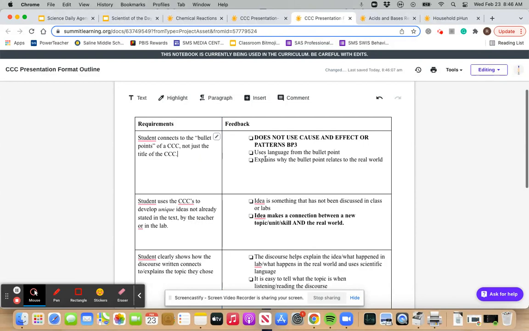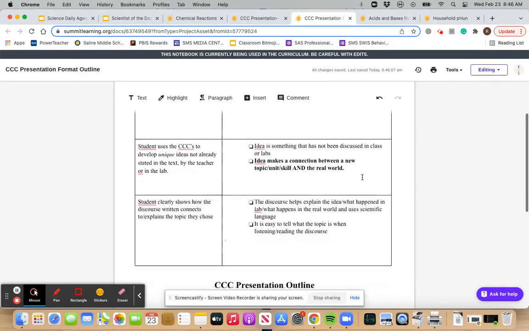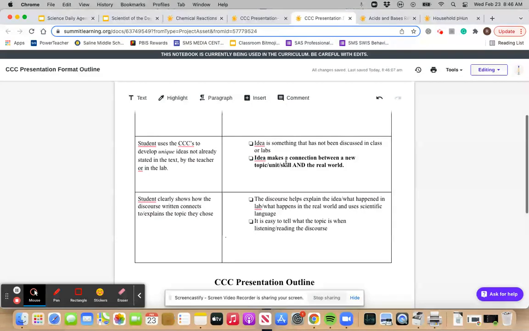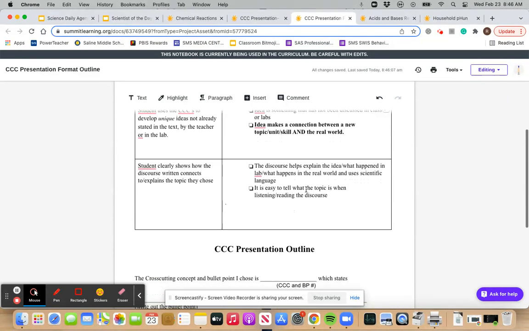Sorry, not sorry. You are going to make sure that you connect to a bullet point of a cross-cutting concept by using language from the bullet point and explaining why that bullet point relates to the real world. You are going to make sure that your idea is unique, so it's not something that we've discussed in class or in labs, and it makes a connection between something maybe that we've learned or done in class in the real world. So you're essentially taking something we've done in the classroom and telling me how you might see that in the real world. That is the goal of this presentation, okay?